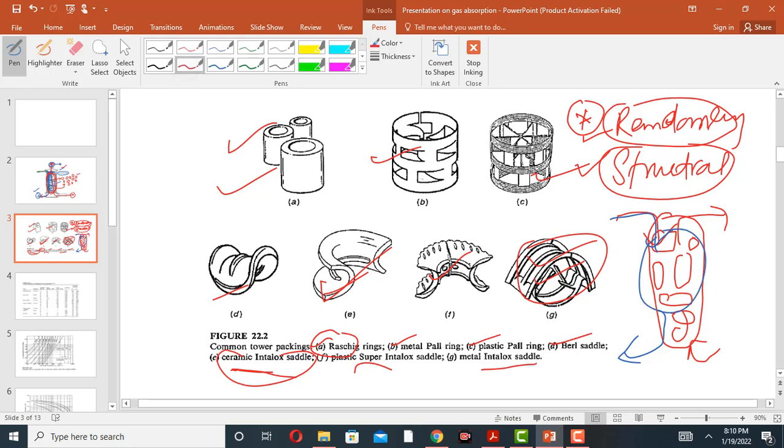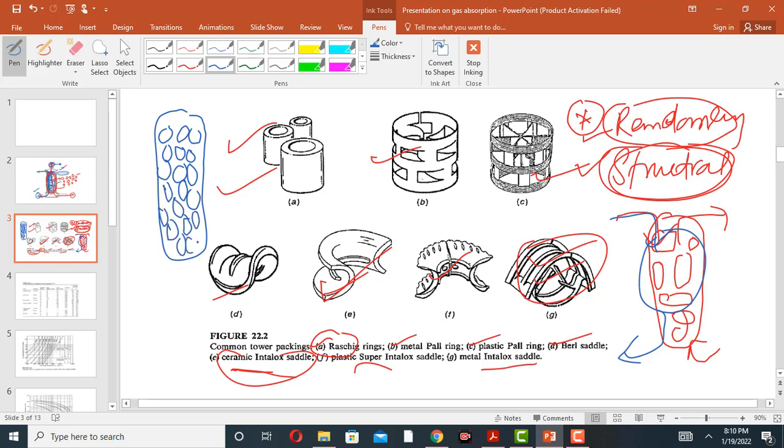For structured packing, the packing materials are arranged in the packed tower in a regular way. Suppose this. This is called the structured packing. This is the liquid coming out, gas entering, gas coming out. So this is structured packing, in which the packing materials are arranged in a regular pattern, but here there is no regular pattern. So this is random packing, this is structured packing.